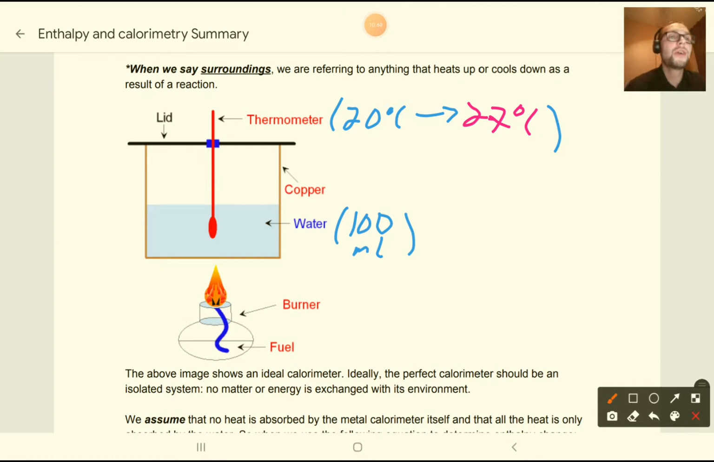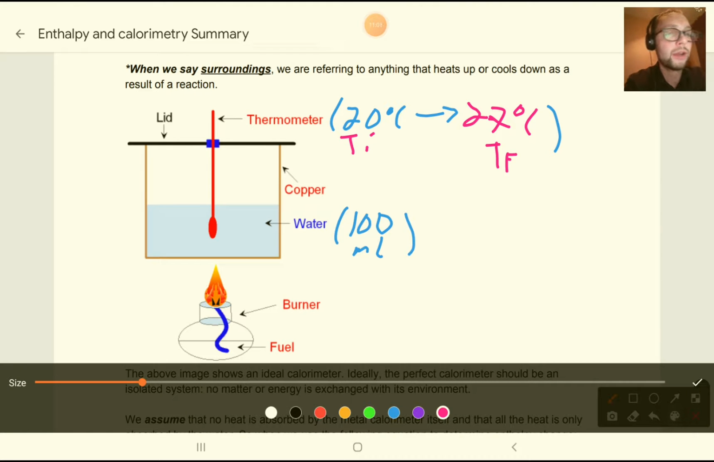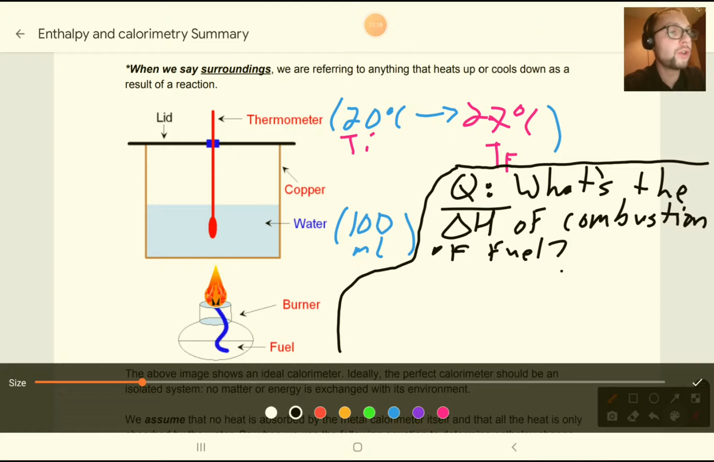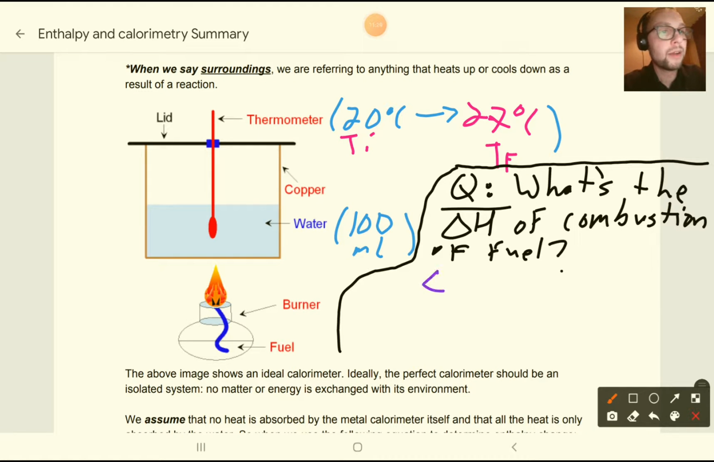So we got 100 milliliters of water and we have the temperature change. This would be our Ti and this is our Tf. And it goes from 20 degrees to 27 degrees. And so a question could be, what's the enthalpy change of combustion of fuel? So we're going to use our calorimeter equation where the delta H is equal to negative Q, which means that the delta H is equal to negative mc delta T.